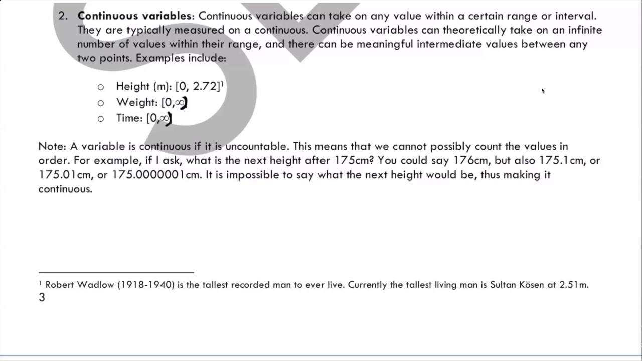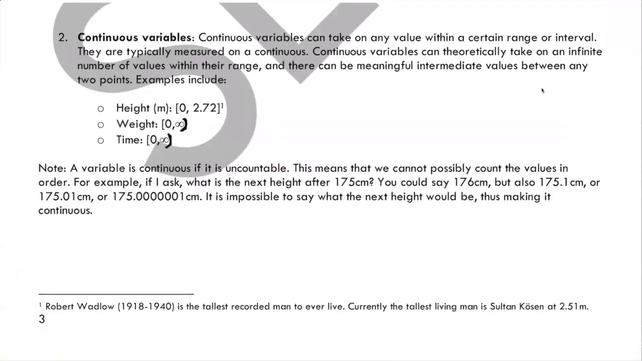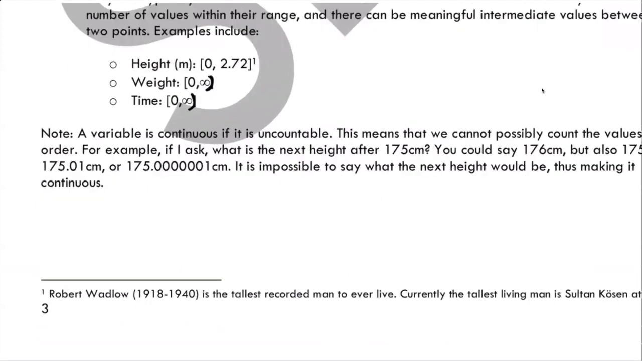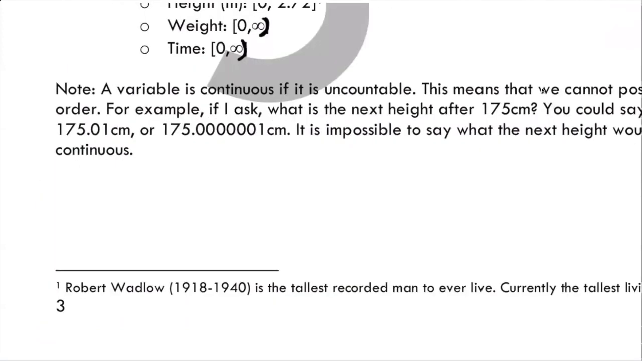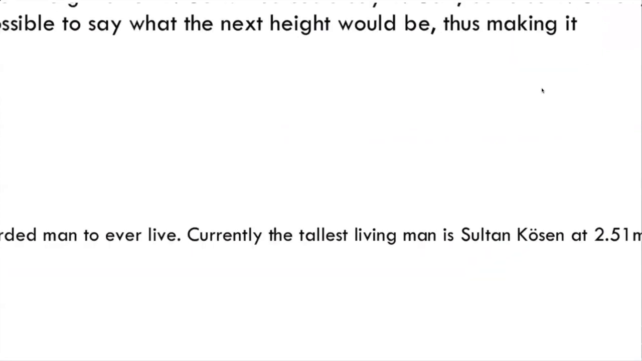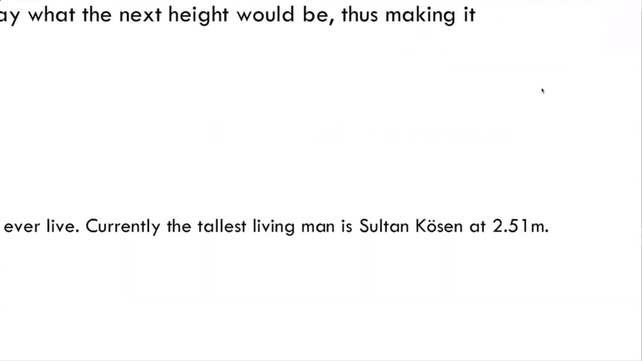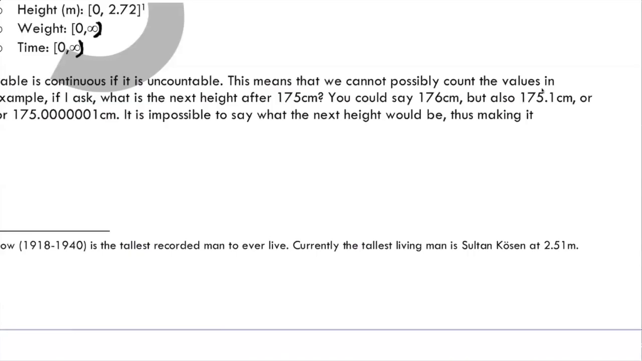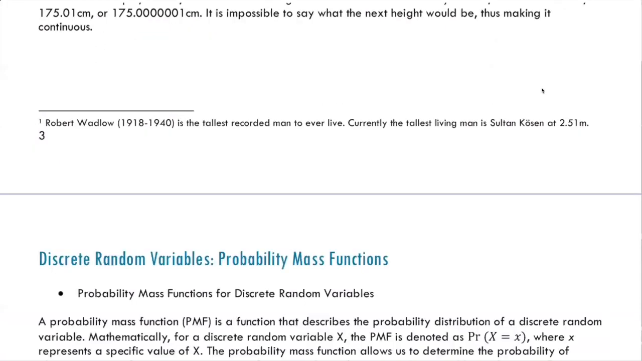And the current tallest person is 2.51 meters. Some Turkish guy, I think. What's his name? Which one, the tallest one? Robert Wadlow. And the one that's currently living is Sultan Kösen. Pretty cool. Fun facts.